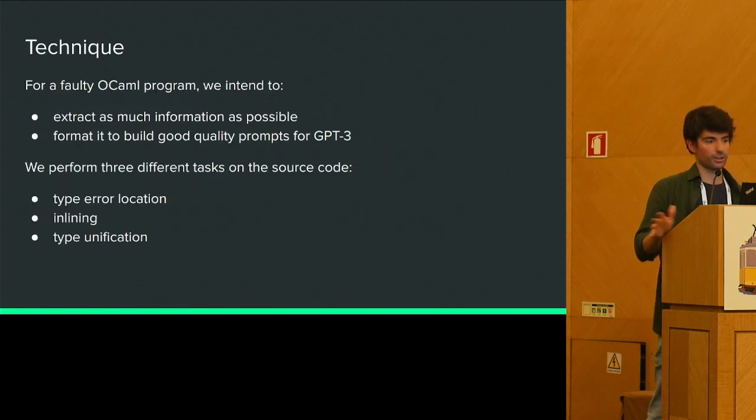What is our technique? For an OCaml program with a type error, we extract as much information as possible from it, and we format that information to build good quality prompts for GPT-3 in this case. And to do this, we perform three tasks on the source code: type error location, inlining, and type unification.